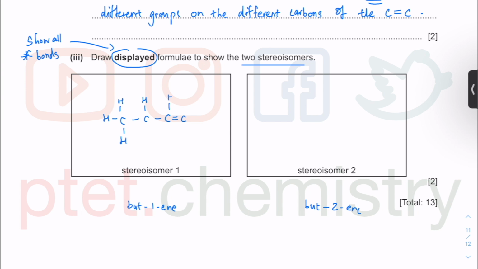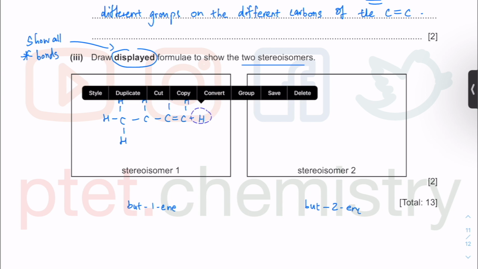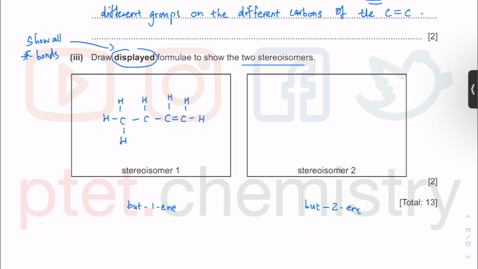So C4H8. Carbon forms 4 covalent bonds, so make sure you count carefully. 1, 2, 3, 4, so only 2 hydrogens there. Carbon forms 4 covalent bonds, 1, 2, 3, 4, so there's only 1 hydrogen there. Carbon forms 4 covalent bonds, I'm still missing 1 hydrogen there, so be very careful. So count all together, 1, 2, 3, 4, 5, 6, 7, 8, C4H8.